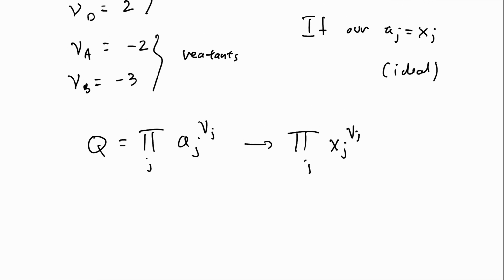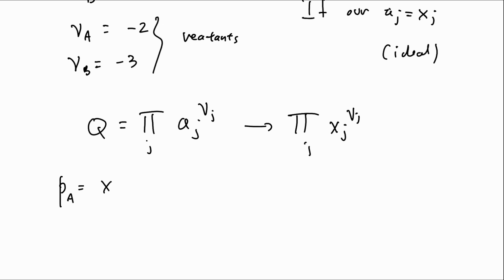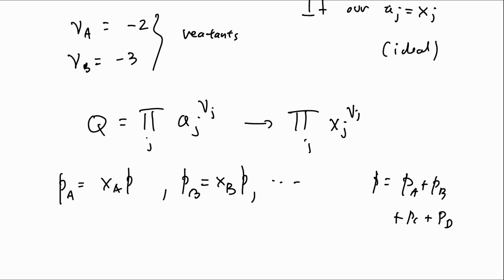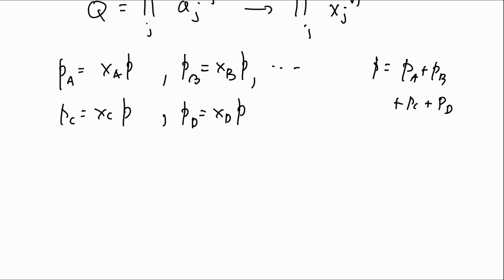And now we have to think a little bit, right? So I have a reaction. Well, so I have P_A equals X sub A P. P_B equals X sub B P. And P is P_A plus P_B plus P_C plus P sub D, right? That's the total pressure. And if I know the mole fractions, and I know the total pressure, then I can get A, B, C, D partial pressures that way.